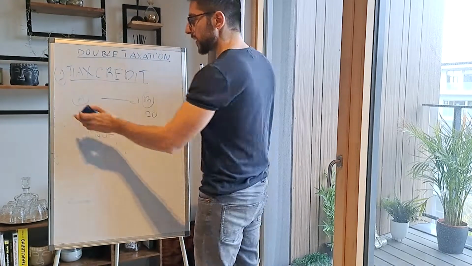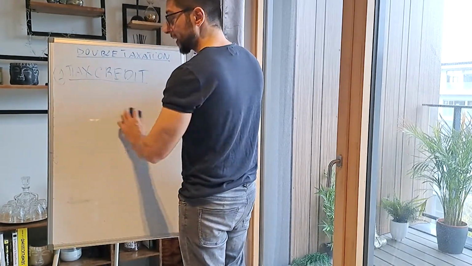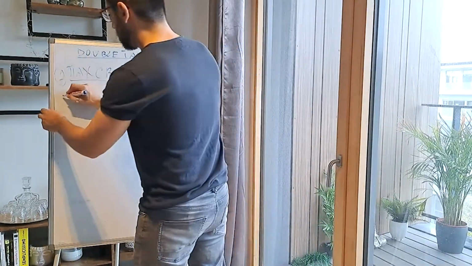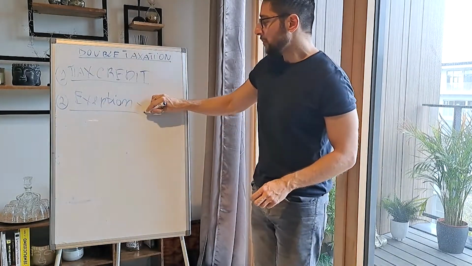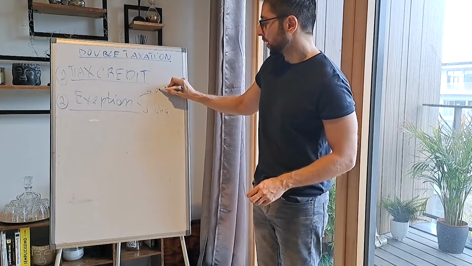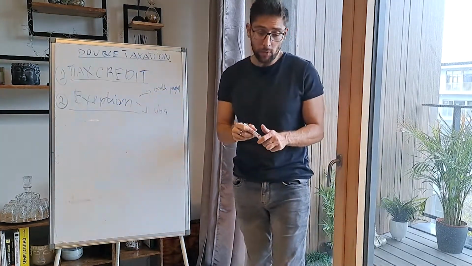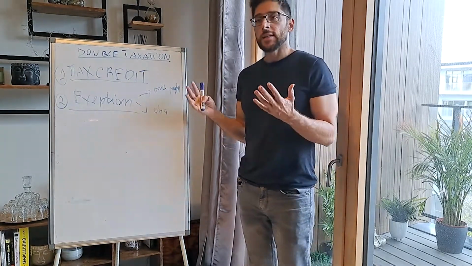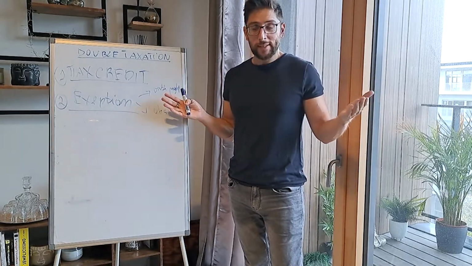And now let's move to the second method, which is less used, but to a certain extent it's more convenient, and I will explain why. The second method is called exemption. And there are some variants of exemption. There is the absolute exemption and the exemption with progression. But let's first focus on the meaning of exemption. Okay, the word is self-explanatory. Exemption means that you're exempt from paying taxes, which is even better than the tax credit method.